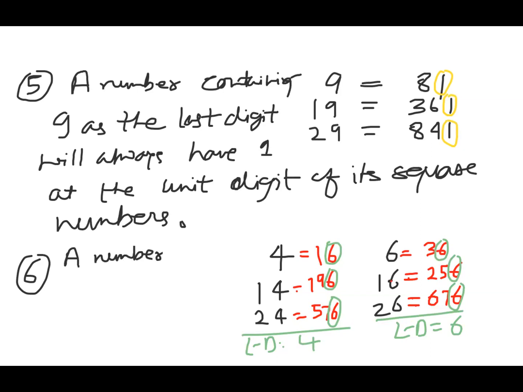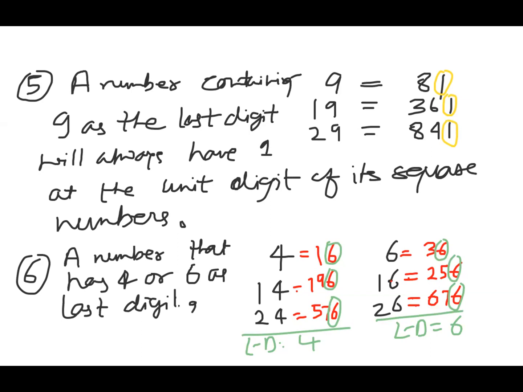A number that has 4 or 6 as its last digit always has 6 in its square number.